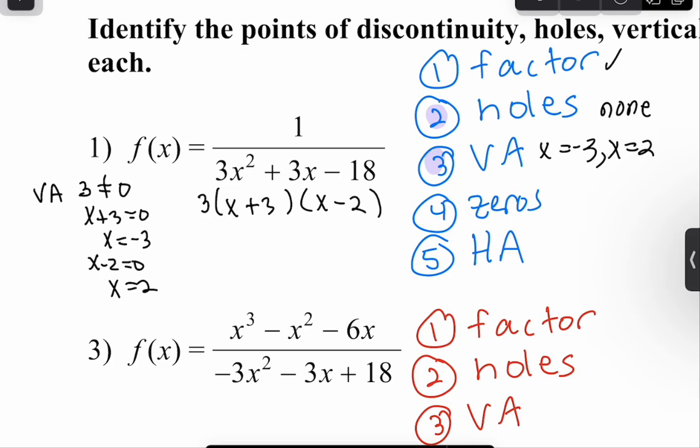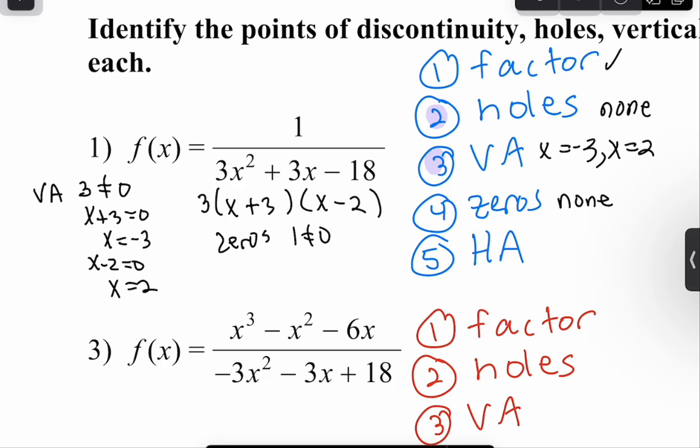What are the zeros? Well, the zeros occur where the top of a fraction equals 0. Can 1 equal 0? Nope. So there are none of those.